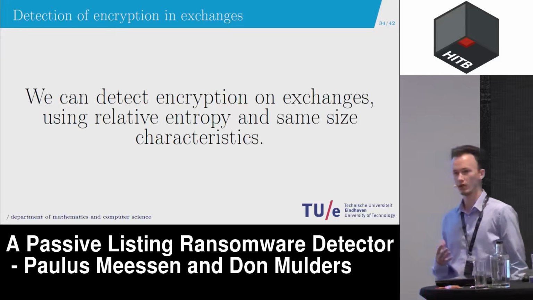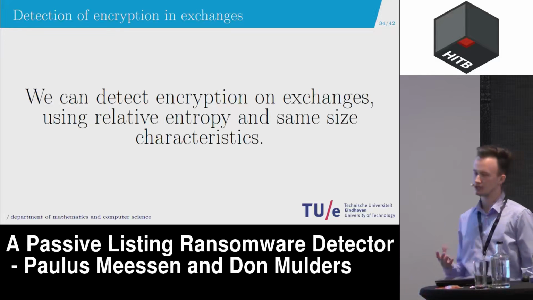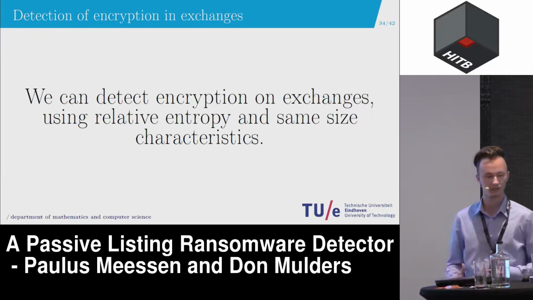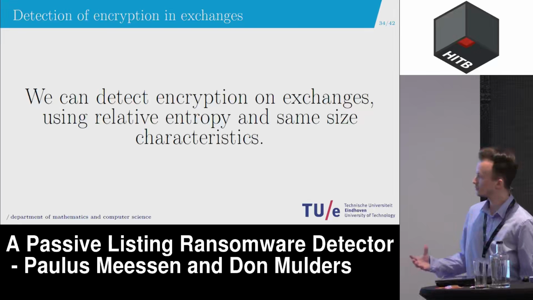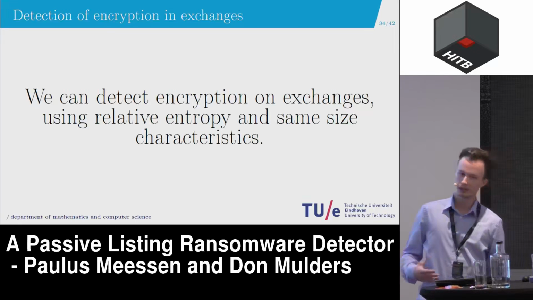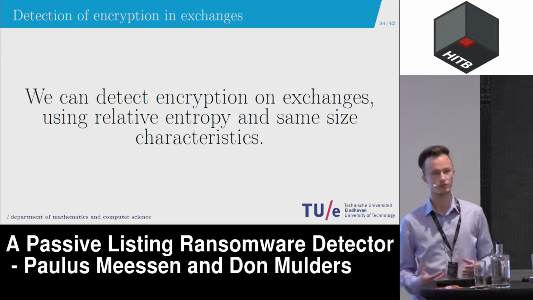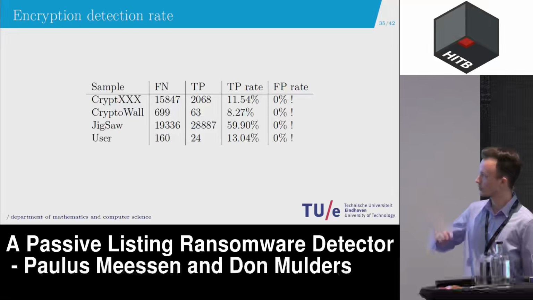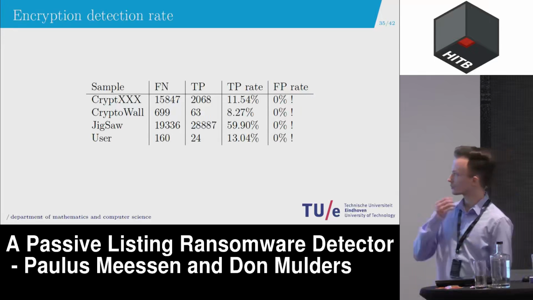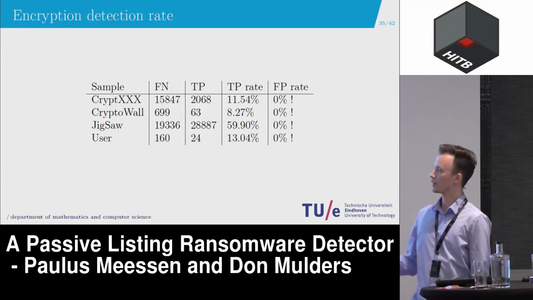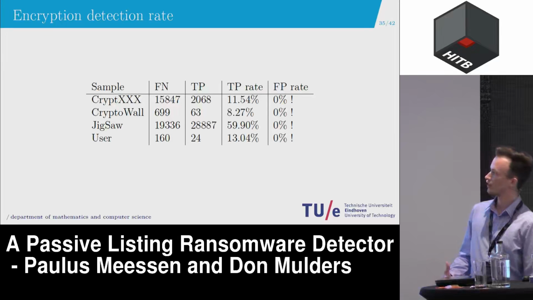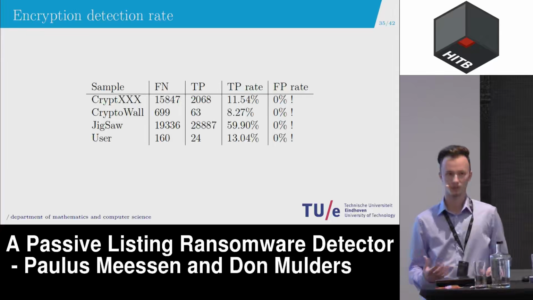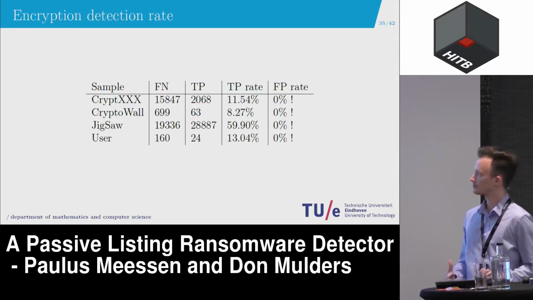And we also know that encryption doesn't really change the size of a file, unlike compression, which is trying to compress the file. And so using these two characteristics, we can actually try and build some sort of detection rule for just encryption. So we did that, and we found some interesting numbers. So here we have some ransomware samples and some true positive rates, which basically mean only encryption.